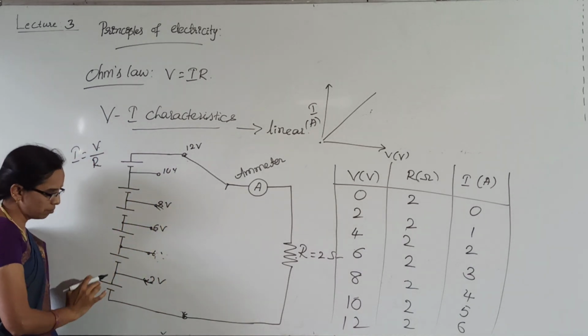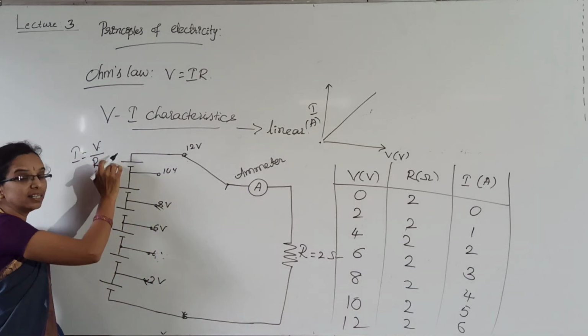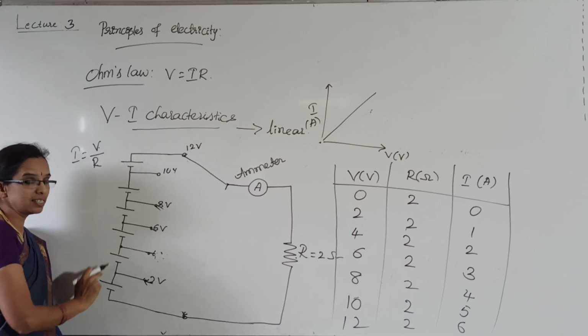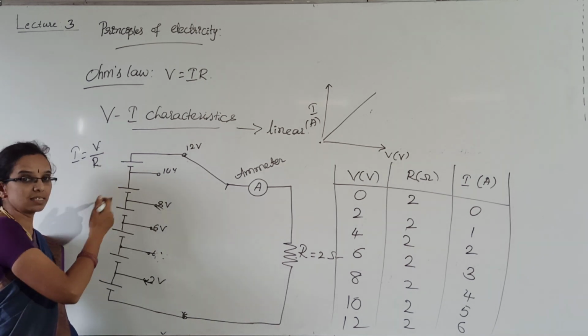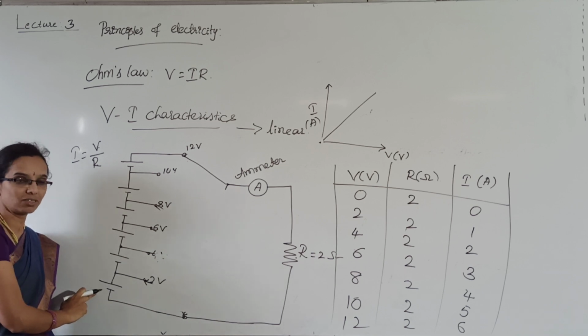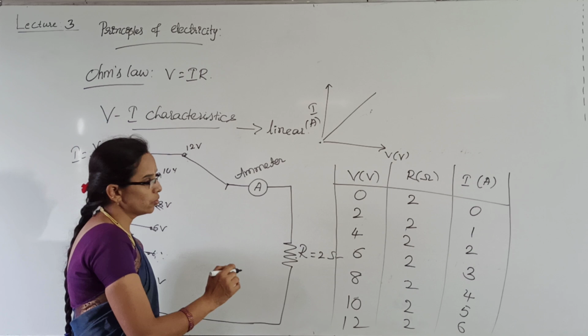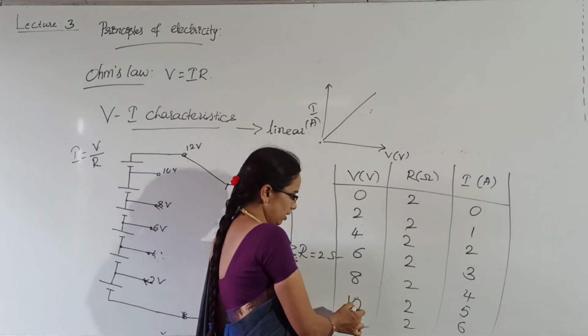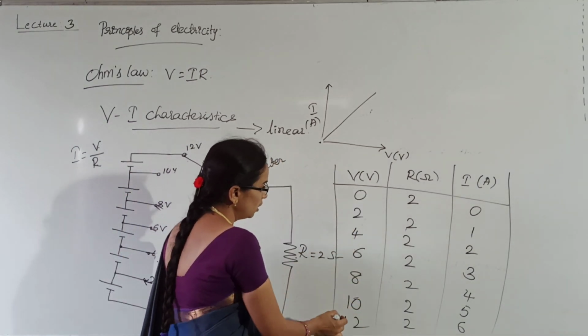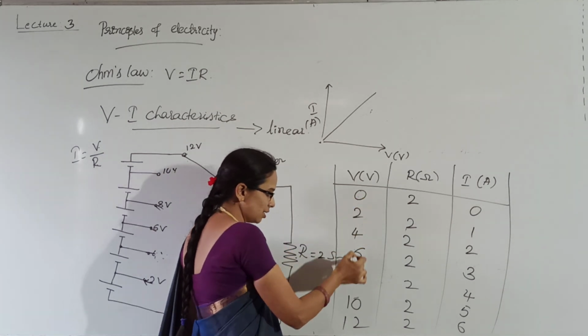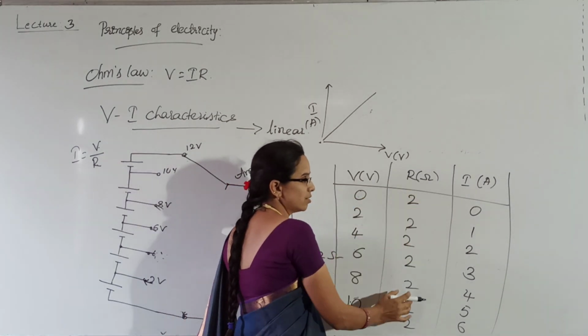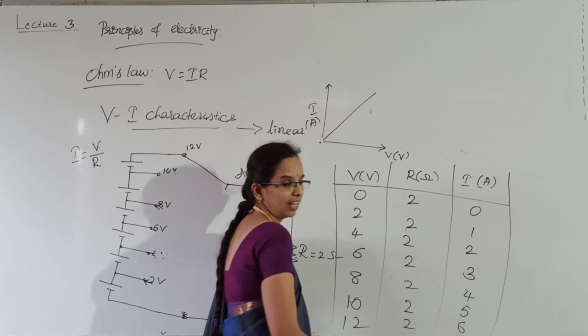These are the symbols of the cells, and the cells are connected in series, so that they add up in the same direction. In this case the voltage gets added up. So what I have got is, as the voltage is increasing, for a constant resistor the current will also be increasing.